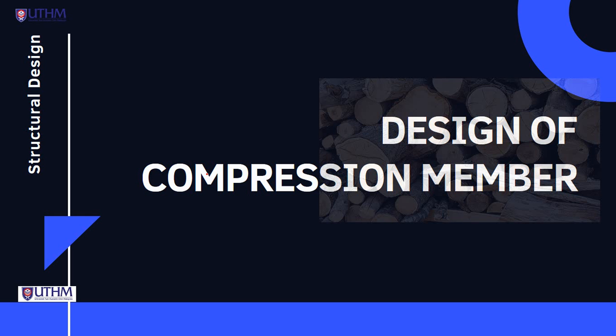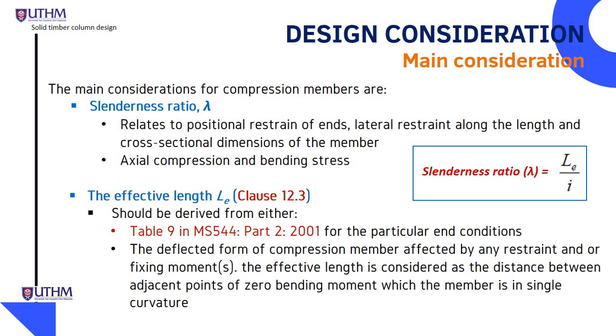Design of compression member. So in this topic, the subtopic part 2, chapter 5, we will focus on column design. Before we go further to the column design, we need to consider some design consideration, where the first part under the design consideration is the main consideration.